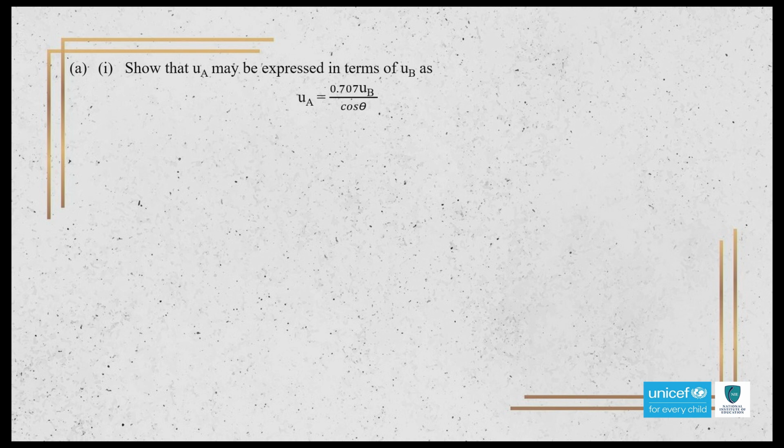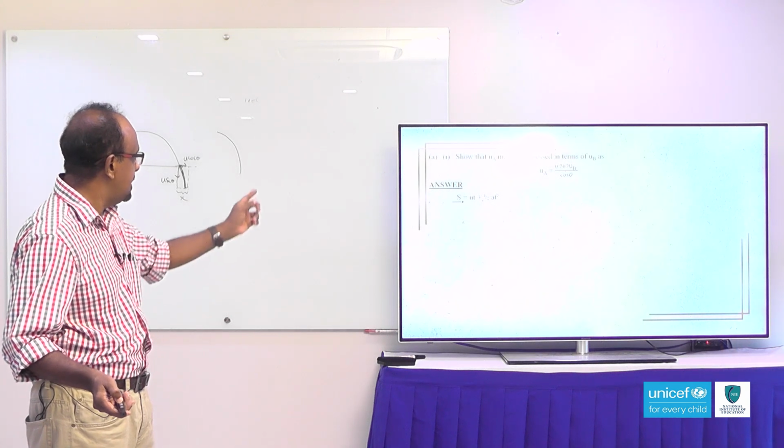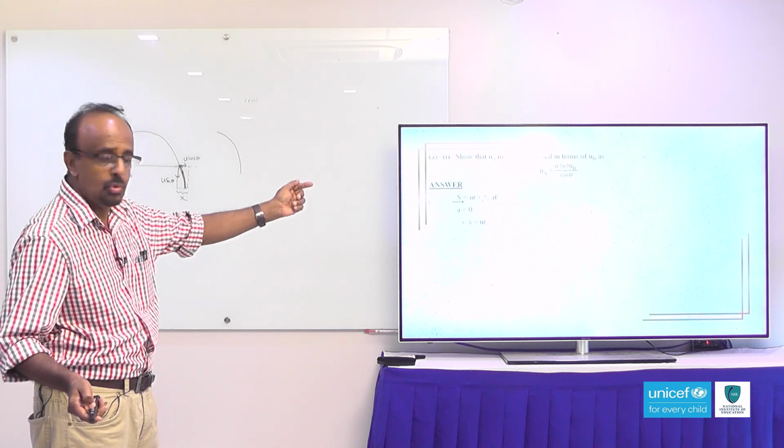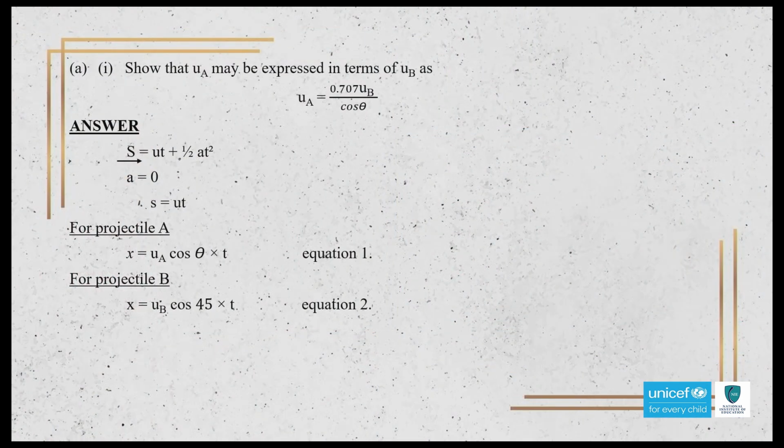So, what you can do, students, we know the time is the same and the horizontal distance is the same. Therefore, we can use the equation S equals ut plus half at squared, but in this equation a is 0, so directly we can use S equals ut. You can see I am using the arrow to show which direction I am using the equation in. Acceleration is 0, so S equals ut. For projectile A, x equals UA cos theta, the horizontal component we have to take. Then for projectile B, UB cos 45.